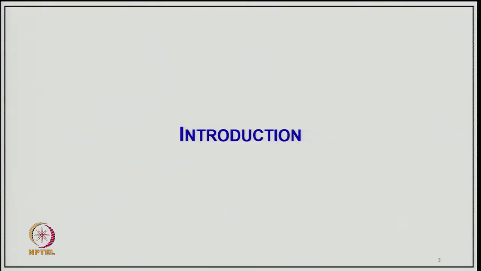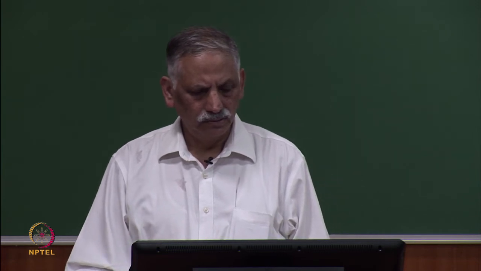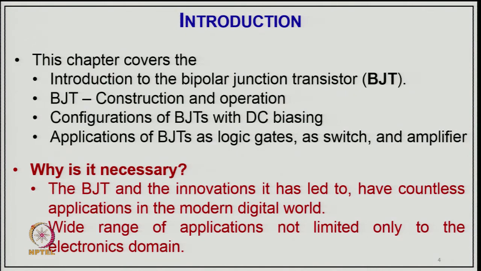Starting with the introduction: what the applications could be and why we are going to study the BJT. We will introduce the BJT, its construction and operation, then talk about BJT configuration with DC biasing, why we need DC biasing, and applications of the BJT in logic gates, as a switch and as an amplifier, and why it is necessary.